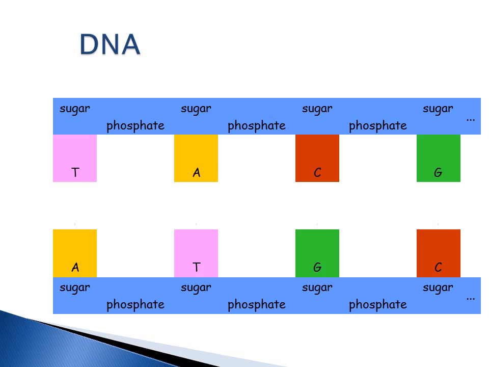So you should know, if you were given one strand of a DNA sequence, you should be able to figure out what the opposite strand sequence should be, because they're complementary to one another.